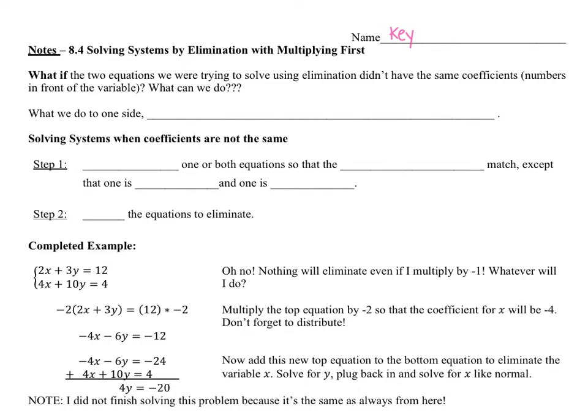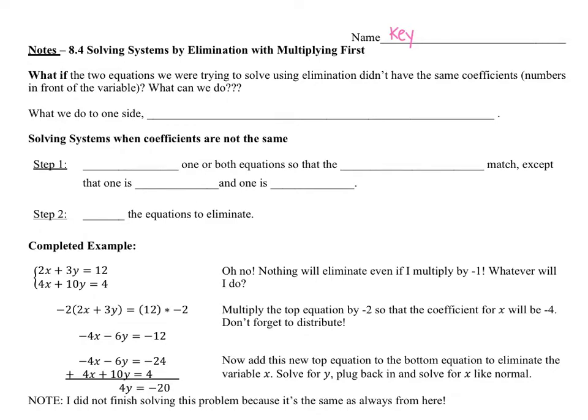All right, this is the 8.4 video lesson for just the introduction and the first example. So this is solving systems by elimination with multiplying first. So you learned in 8.3 that you can solve an equation using elimination by just adding two equations together. Well, I told you that that's not always going to work out so nicely. It's not always going to just happen to be that when you add those equations, something will eliminate. So we might have to do something to it first.